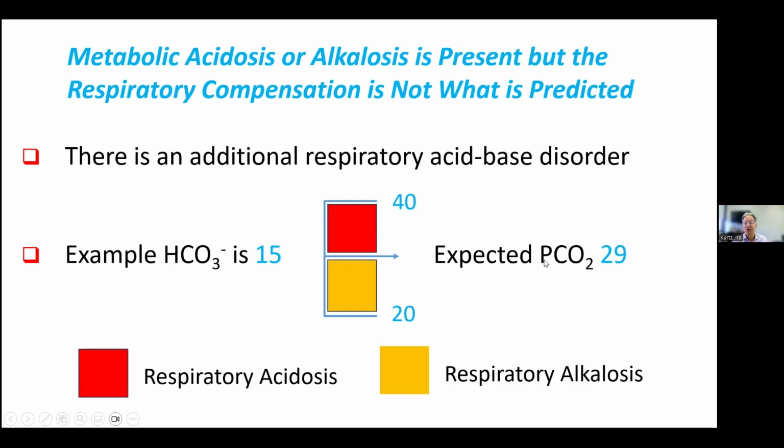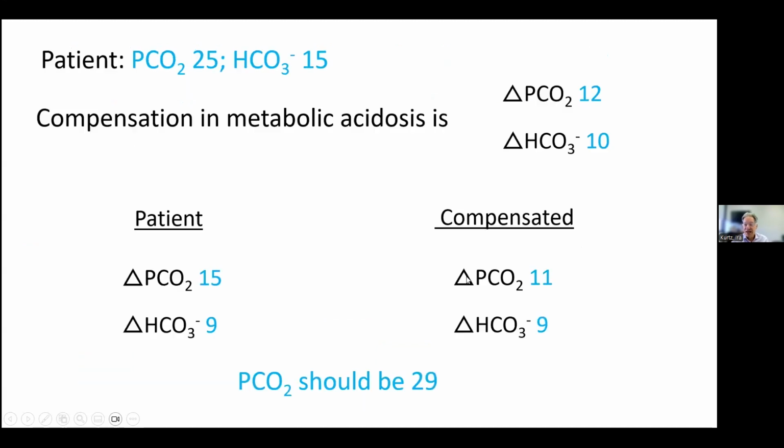In other words, we're saying the ventilation is what it should be, and the PCO2 has fallen 12 for every 10 fall in the bicarbonate. We only use the word respiratory alkalosis or acidosis if the PCO2 is above or below what we predict for appropriate compensation. And you have to know what the appropriate compensation is. Otherwise, you're going to miss the mixed acid-base disorder.